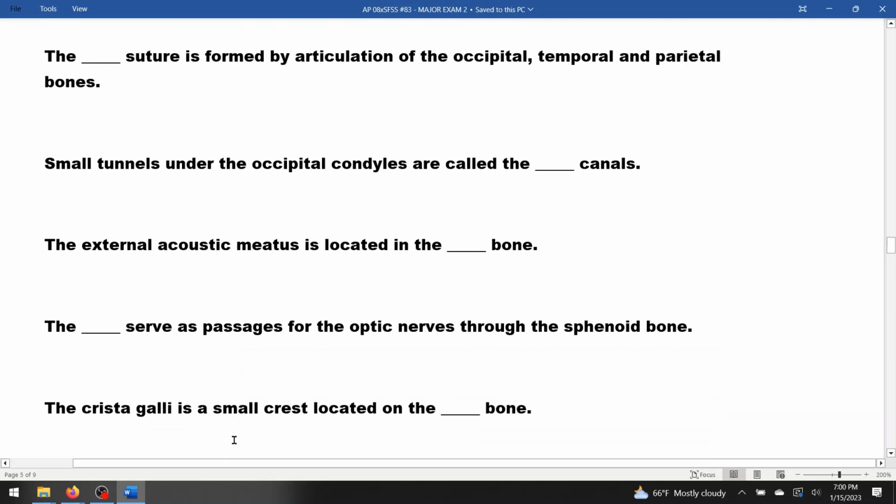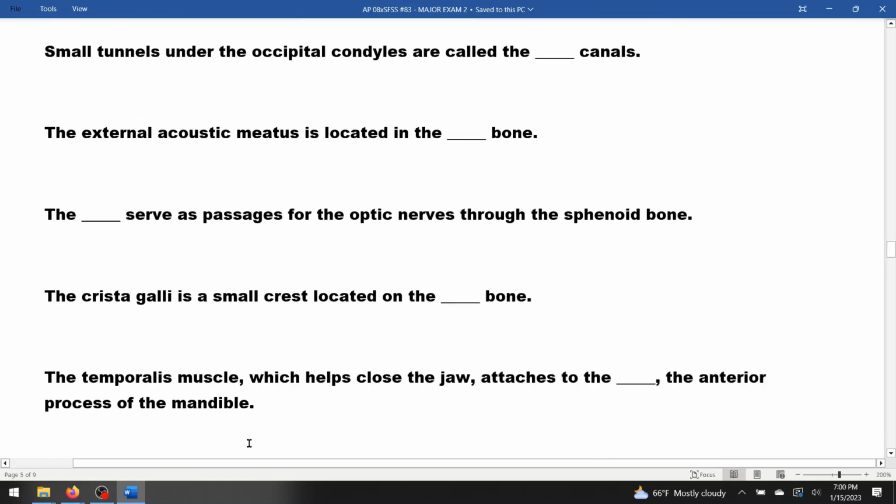The crista galli is a small crest located on the, remember it's poking up like a shark's fin out the top of the ethmoid bone. Ethmoid. The temporalis muscle, which helps close the jaw, attaches to the blank, which is the anterior process of the mandible. Okay, the front or anterior process of the mandible is called the coronoid process.